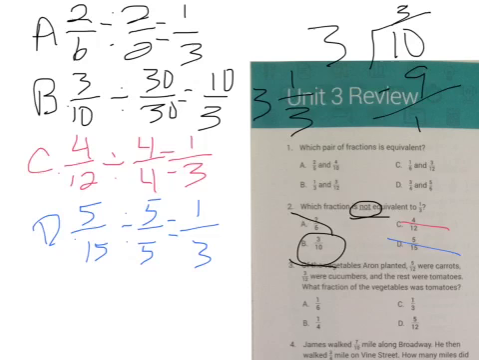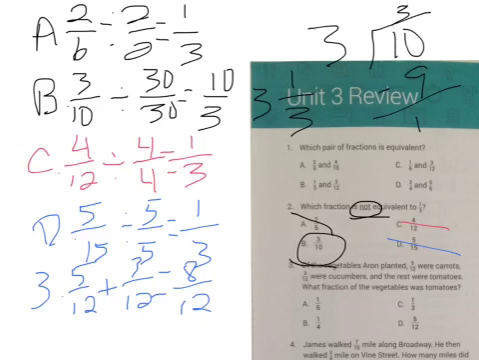Okay, so now we've got to figure out what fraction of vegetables were tomatoes. So let's go ahead and do this. We know we have 5/12, and then we have 3/12, so we're going to just add those. And these have the same common denominator. So we're just going to add, and it's going to come up with 8/12.